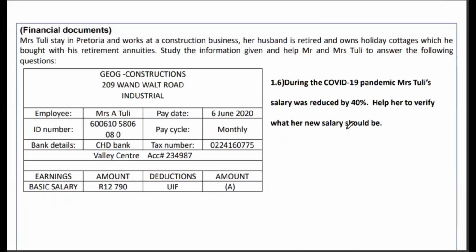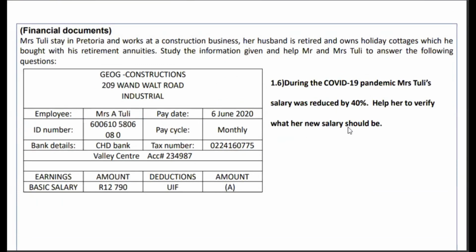All right, let's go to the second question, which says, during COVID-19, Mrs. Tully's salary was reduced by 40%. Help her to verify what her new salary should be. Now, since the salary has reduced by 40%, first and foremost, we'll get 40% of the basic salary. When you get 40% of the basic salary, you'll get 5,116. This is the money that's going to be reduced.